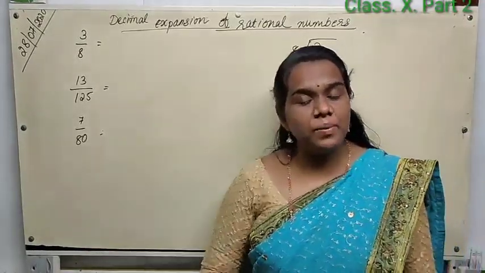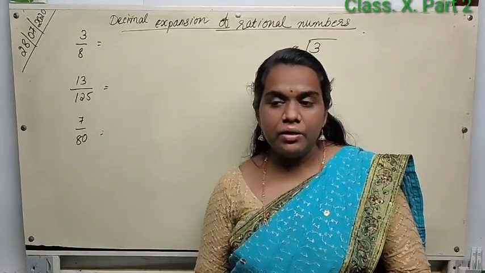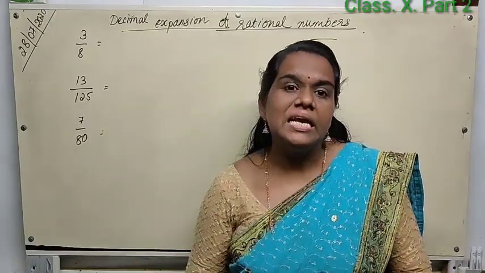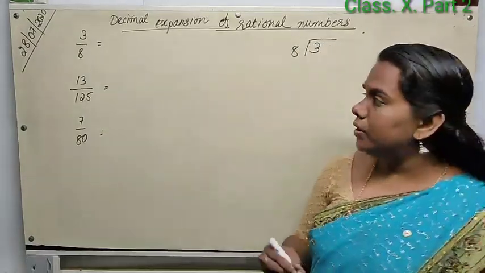Previously, decimal expansions were given and we converted them to rational numbers. Now a rational number is given; how do we write the corresponding decimal expansion? Let us check whether the decimal expansion terminates or not.